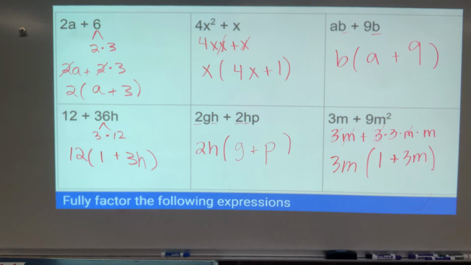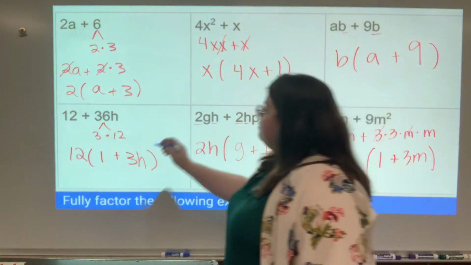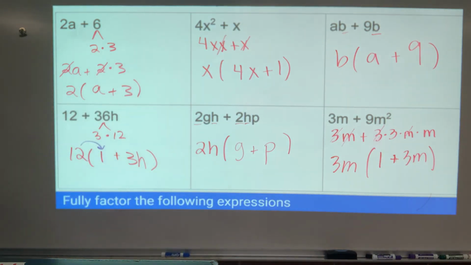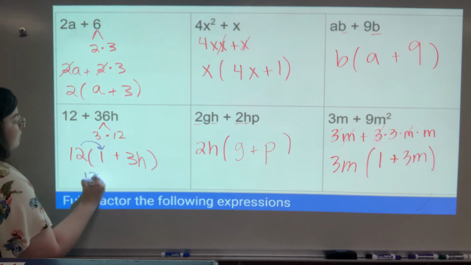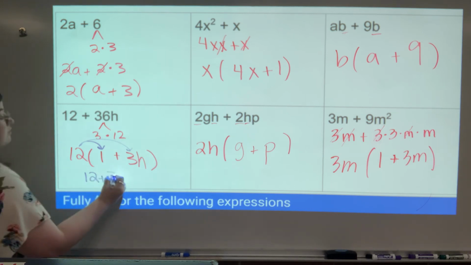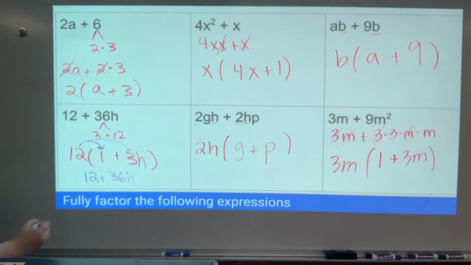If you wanted to check your answer on any of these, all you have to do is use the distributive property. For example, let's do this one right here. To check my answer, let's redistribute the 12. So 12 times 1 is 12, plus 12 times 3h is 36h. Is that the same expression as we did here? Then yes, that one's checked off.